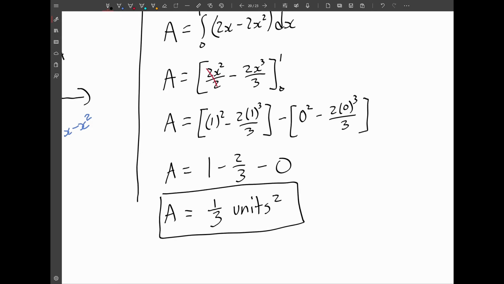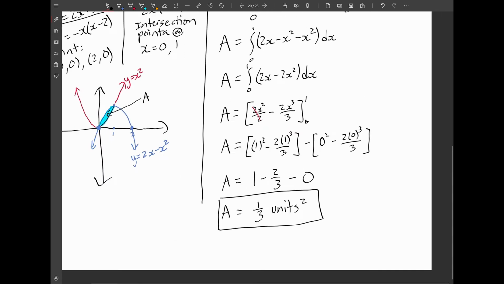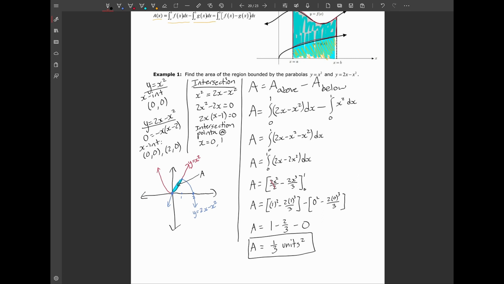Told you it was a small little area, just a third of a unit. All right, and that's how you find the area between two curves. Let's do one last example, one final example for your high school calculus course.